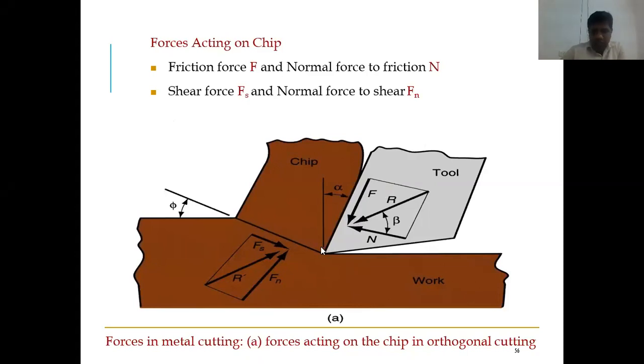Similarly, there is a shear force acting at the shear plane, represented by F suffix S. In addition to the shear force, there is a normal reaction, F suffix N. These two forces act at a particular plane, so there is a resultant force, which we consider as R bar. These things were seen in the last class.